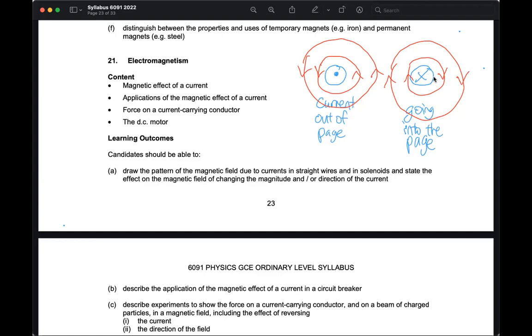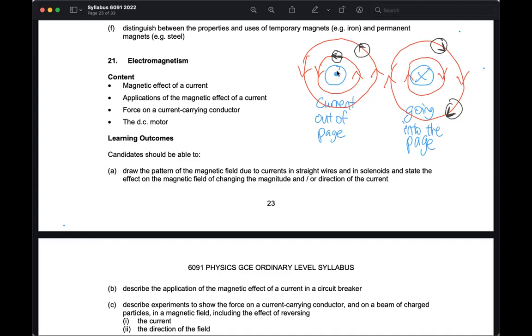Okay, so what is the implication of this? What did Oersted discover on that day? Oersted discovered that if I put a compass here, it will actually point towards this direction. If I put a compass here, it will point in this direction. If I put a compass here, it will point in this direction. So this is what Oersted actually discovered.